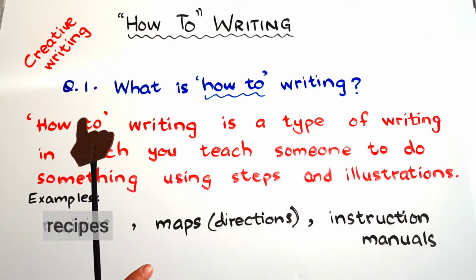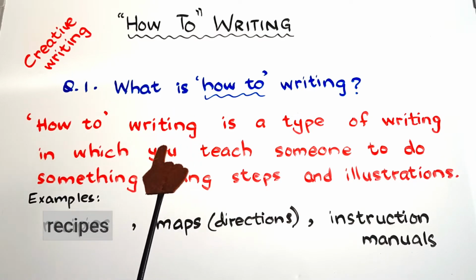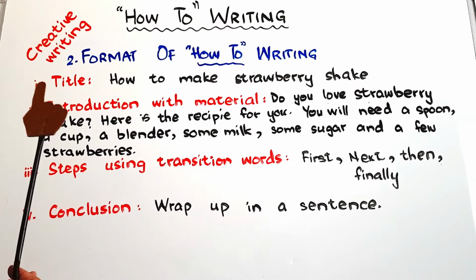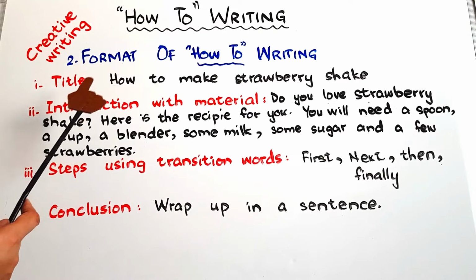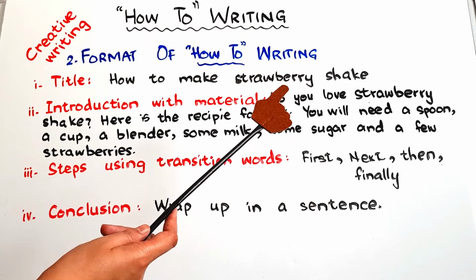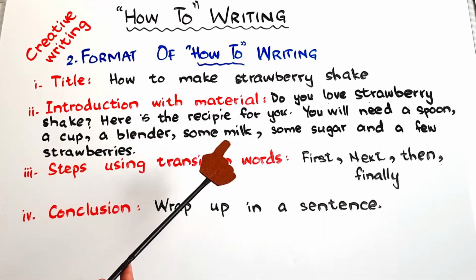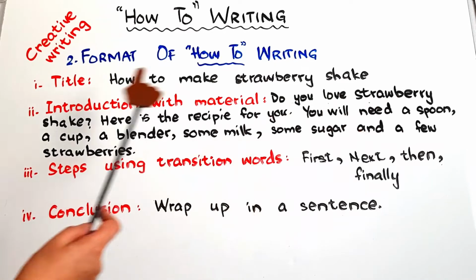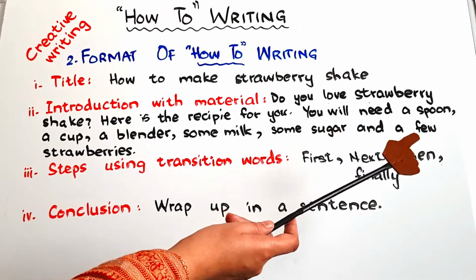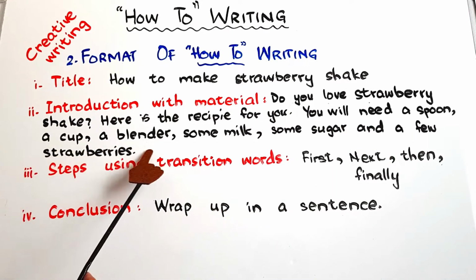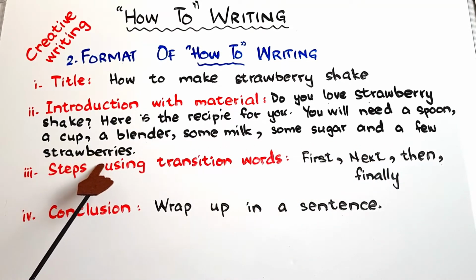The second thing is, what is the format of this writing. So come on, let's see this. So here is the format or structure of how-to writing. First, you need a title. My title is How to Make Strawberry Shake. Secondly, we need an introduction with materials. You can start your writing like this. Do you love strawberry shake? Here is the recipe for you. You will need a spoon, a cup, a blender, some milk, some sugar, and a few strawberries.